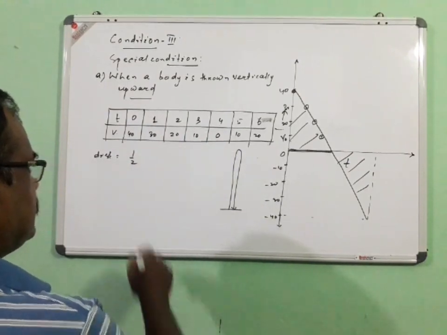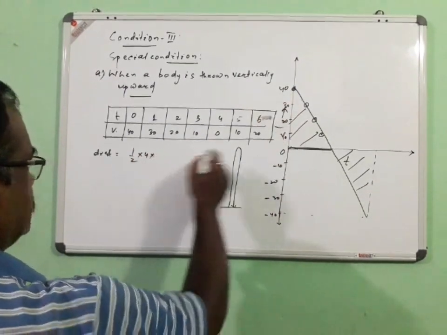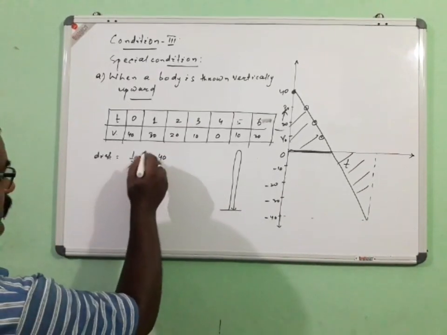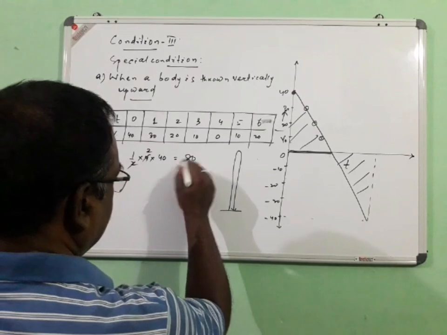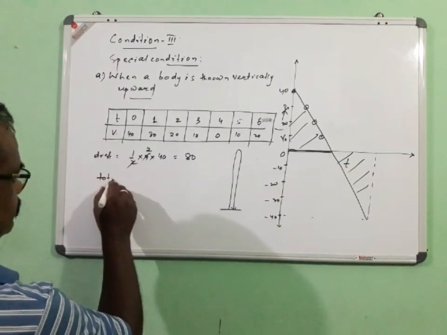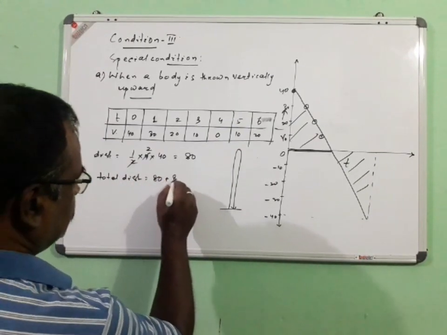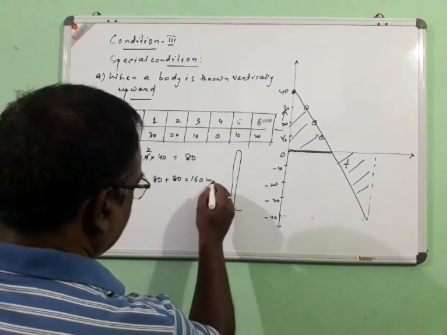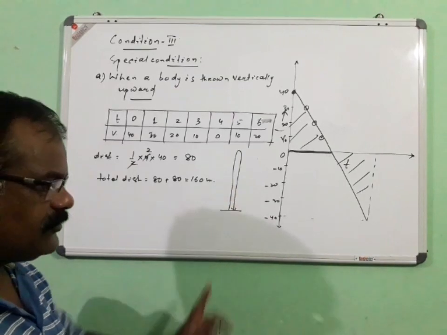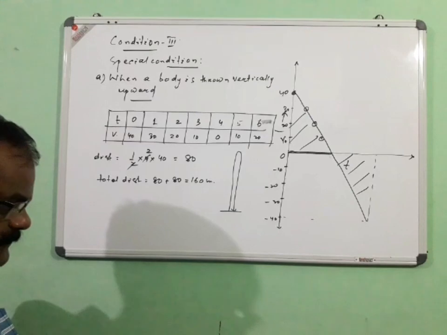So now in such cases it becomes half into 4 into the maximum extent, it has gone up to 40. So therefore, if we add this one, this is coming 80, and similarly this also 80. So the total distance traveled is equal to 80 plus 80, so 160 meter. And in this case we can say that the displacement will be 0, because it has gone up to the maximum extent and it has come down to the same place.